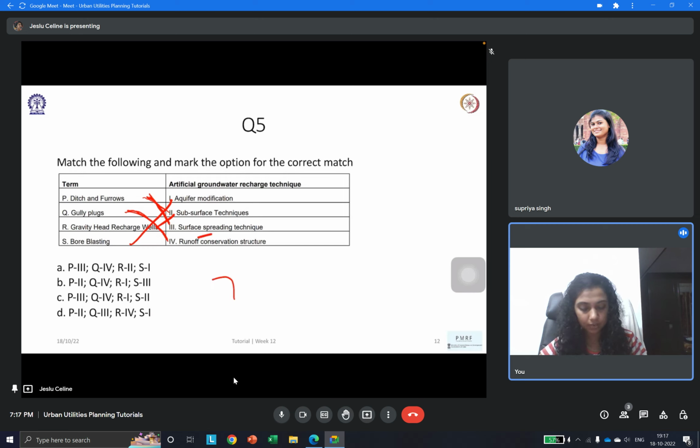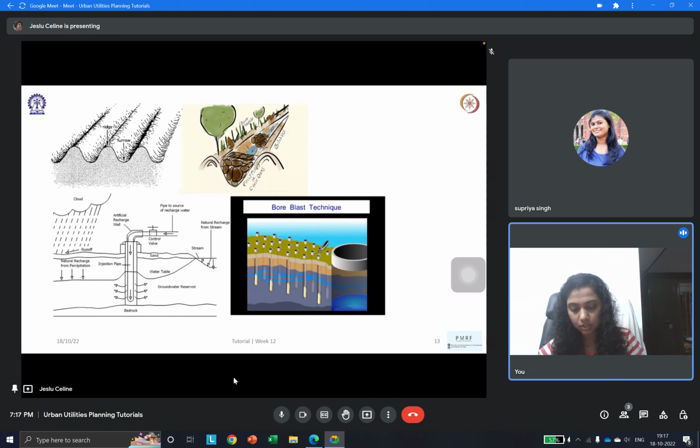So basically, we create certain surfaces like this, so that on the surface itself, we get maximum recharge. Here I have images for that. This is the ridge and furrow technique, and on the right hand side is the gully plug. You create certain stops so that water is stopped and the runoff is not high. So you were right, it's a runoff conservation structure.